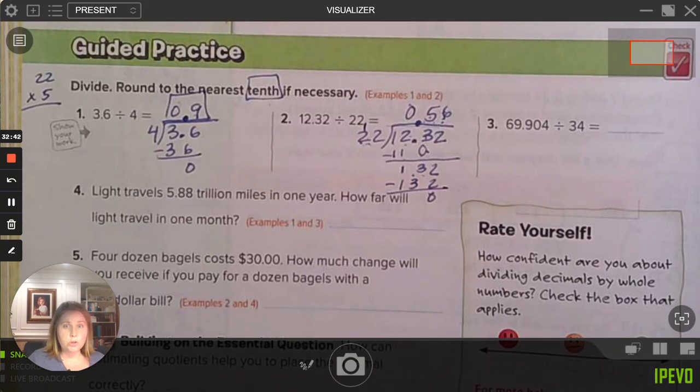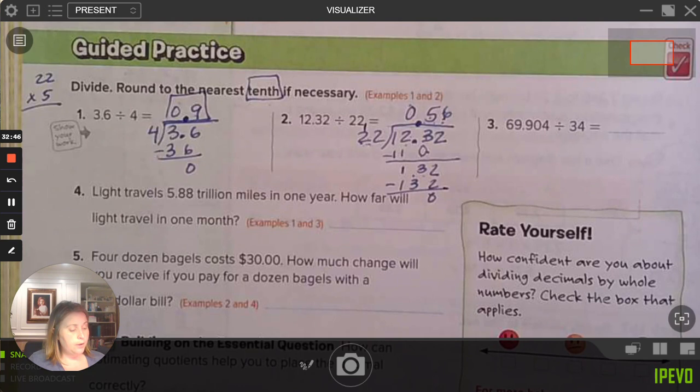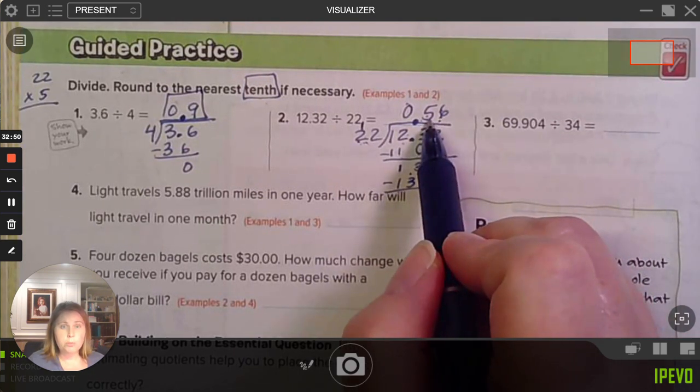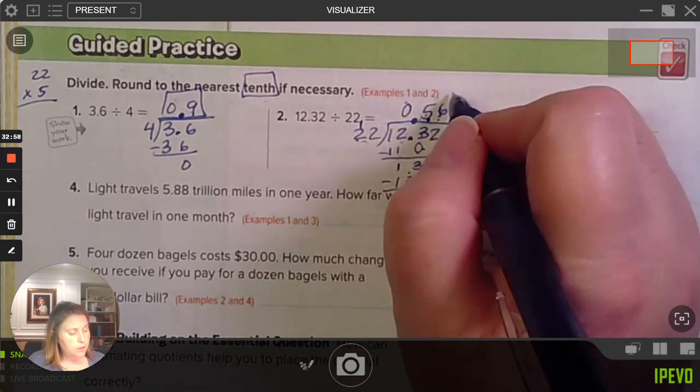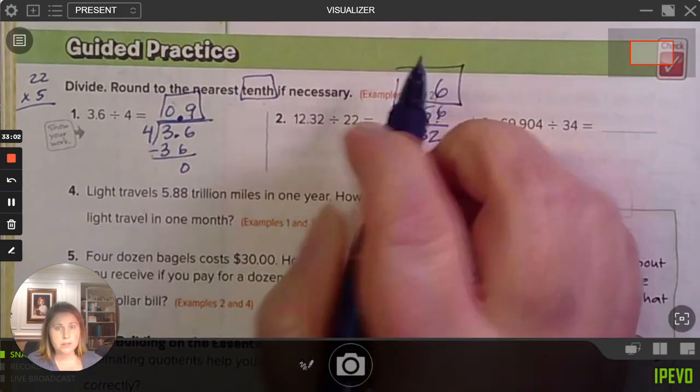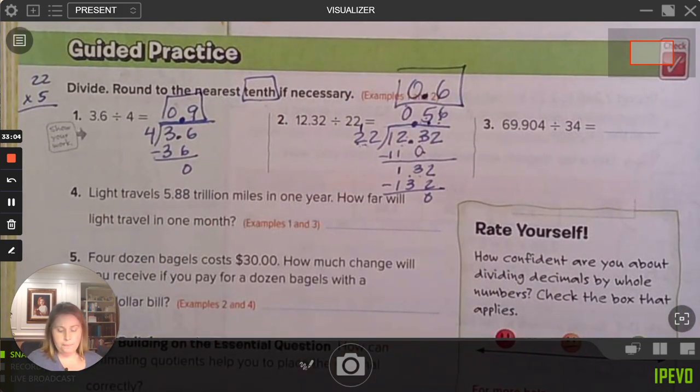But our directions told us to round to the nearest tenth. So then I look at the number after the 5, because this is my tenths place. Look at the number after it. It's a 6. Is that 5 or higher? Yes, it is. So we round our 5 up to a 6. So this is 0.6, by rounding to the nearest tenth.